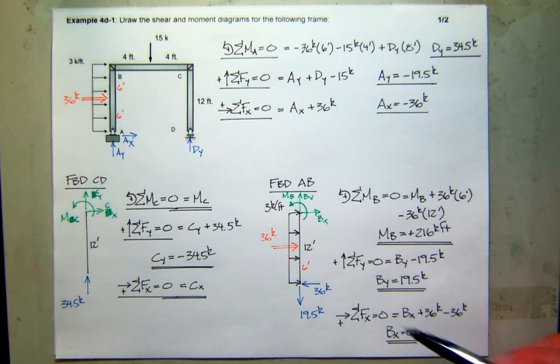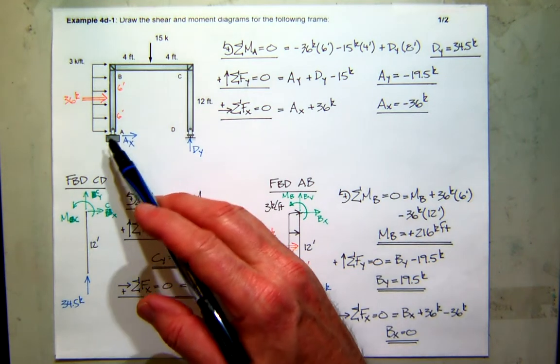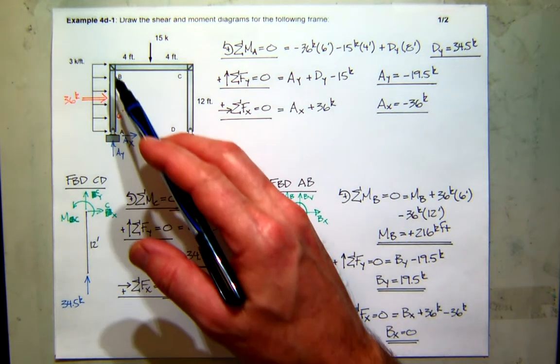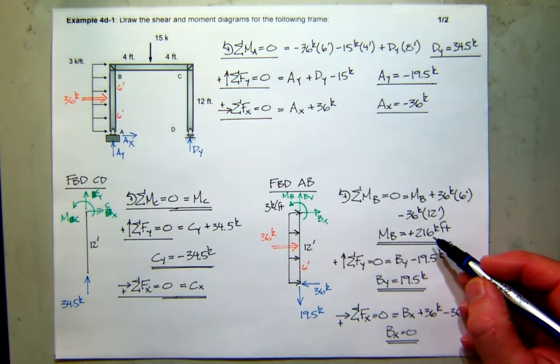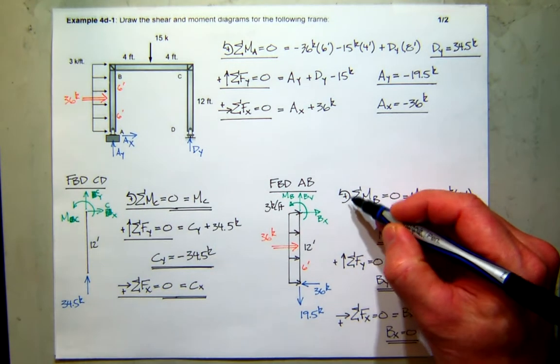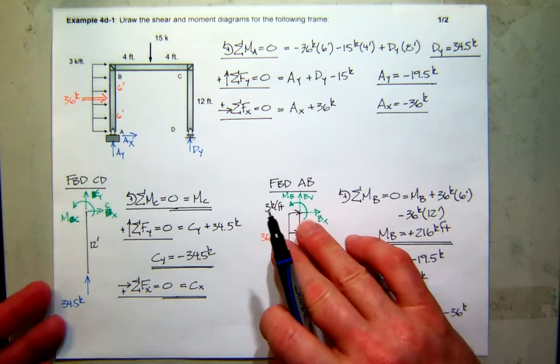Now let's look at moment. What was the moment at A? Well, it was 0. It was a pin. What was the moment at B? 216. And we saw for it was 216. You can see it's positive, so it's going to be drawn this way. So that's 216.